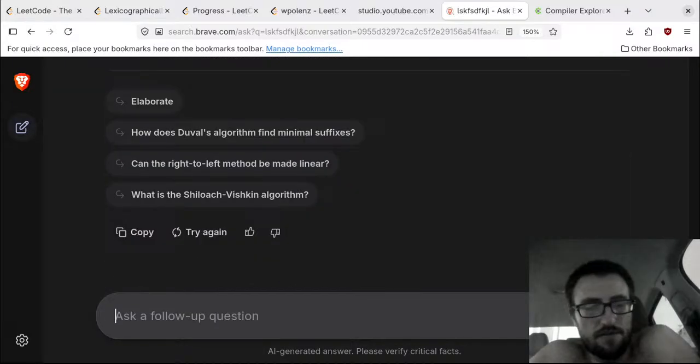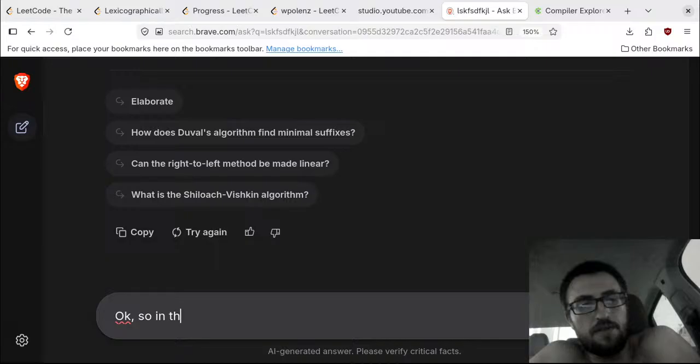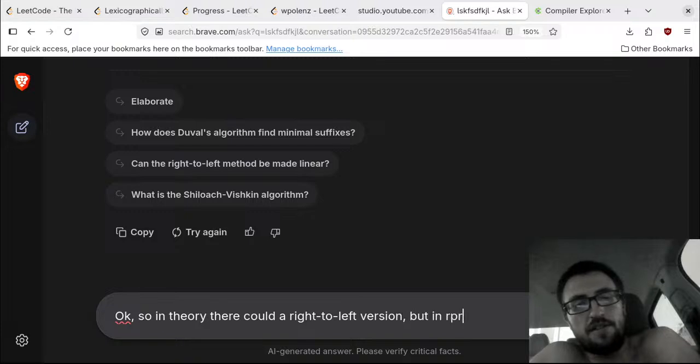Okay. So in theory, there could be a right to left version, but in practice, it's significantly more complicated.